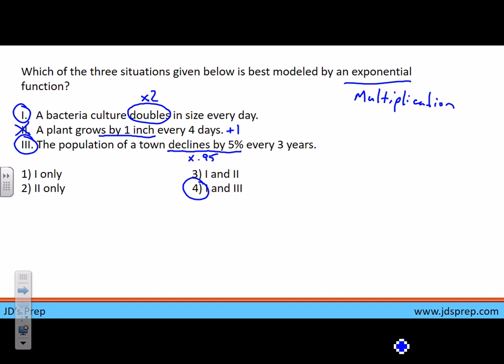The key again for exponential functions is to remember that you want the quantity to be multiplied by something on a regular basis. Whether you're talking about doubling, tripling, or increasing or decreasing by a certain percentage every so often, those are going to imply that you're multiplying by a certain amount, which lends itself well to an exponential model.